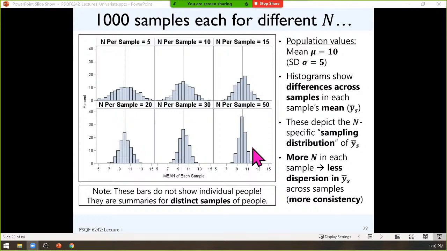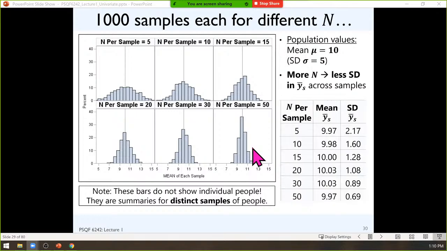So the more people you have, the more consistently you would get the same answer for what the mean should be across your samples. And so here on the right-hand side are the summary statistics of these samples. Across samples, the mean closes in on 10 pretty quick. Even in samples of 5 people, the average of the sample means is pretty darn close to 10. But note what happens to the standard deviation of the sample means.